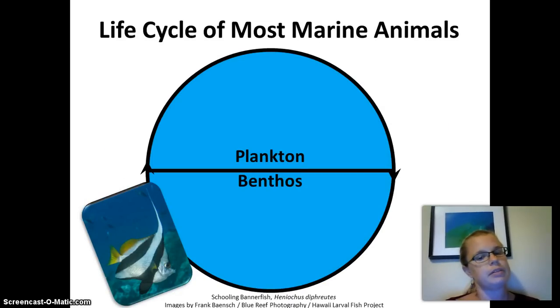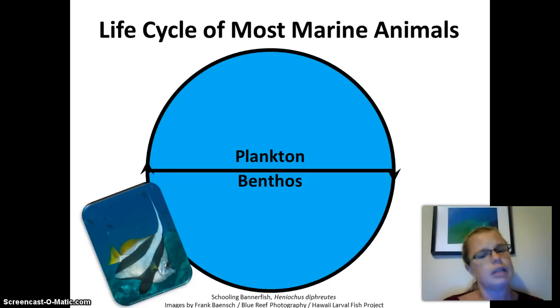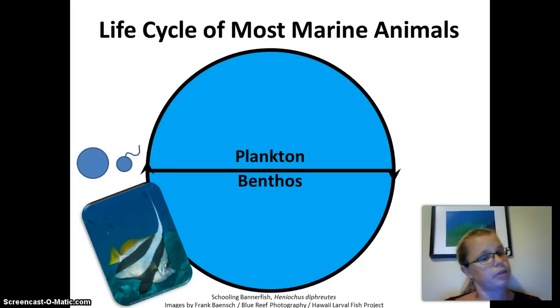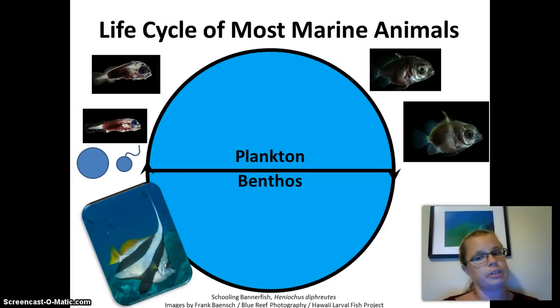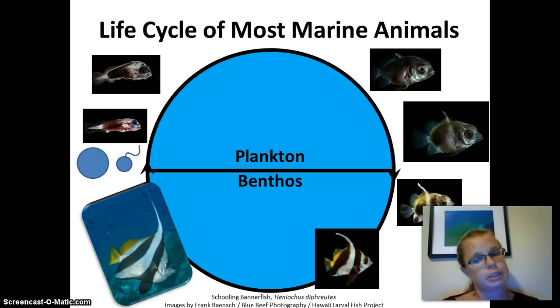So I'm going to simplify this into this depiction. This is the one we're going to be using through this series of lectures. So there's the adult living on the benthos. We'll use the schooling bannerfish for this example. It reproduces, and schooling bannerfish are broadcast spawners, which means they release their sperm and eggs out into the water column. The sperm and egg fertilize and form a larvae. Larvae gets bigger, goes through some changes, eventually settles out to the benthos, becomes a juvenile, gets bigger, and then matures, grows, and eventually becomes an adult that can reproduce again.